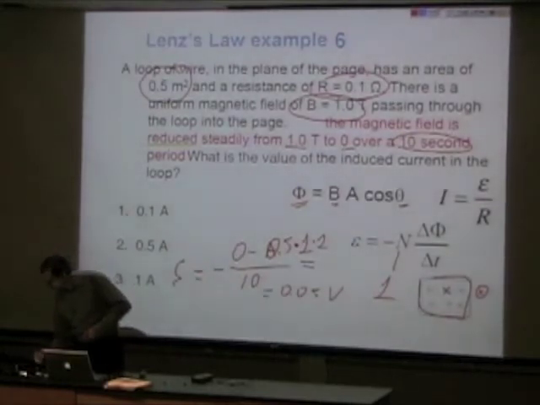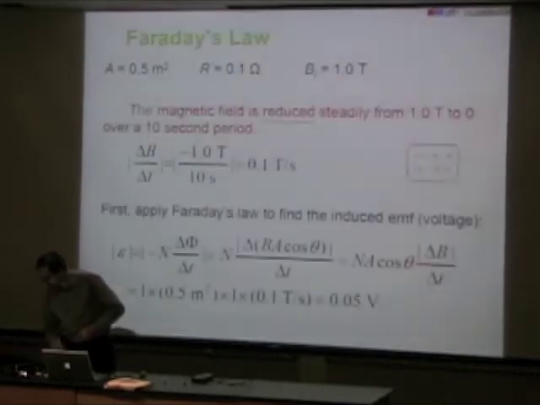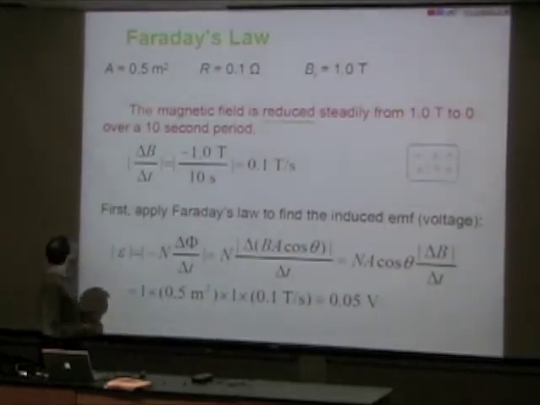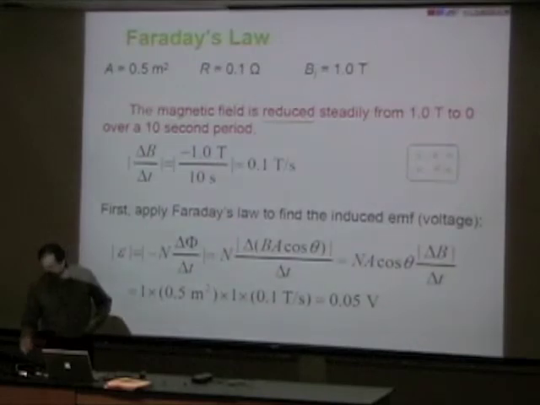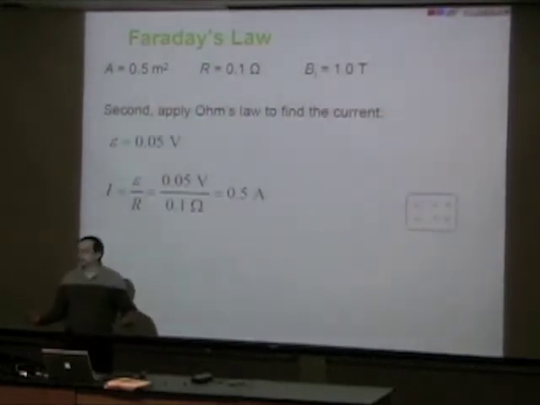And we have to divide it by R: EMF over R equals 0.05 over 0.1, so 0.5 amps. That's supposed to be answer number 2. Well, of course, we get much clearer calculations here. The answer is 0.5.